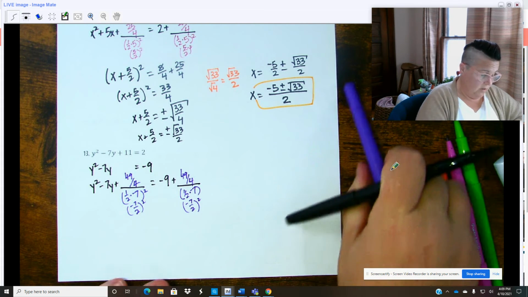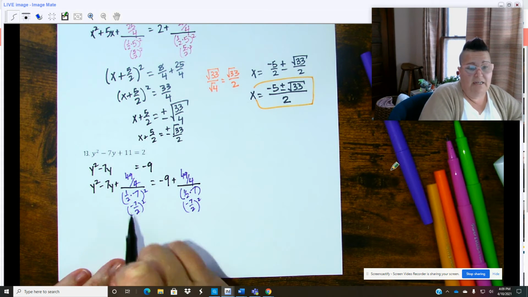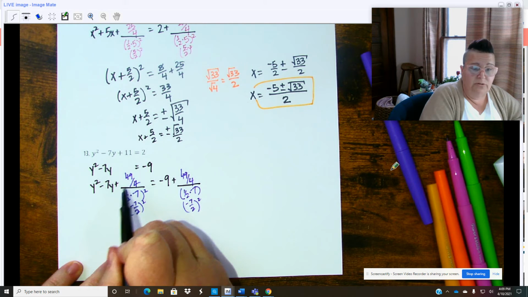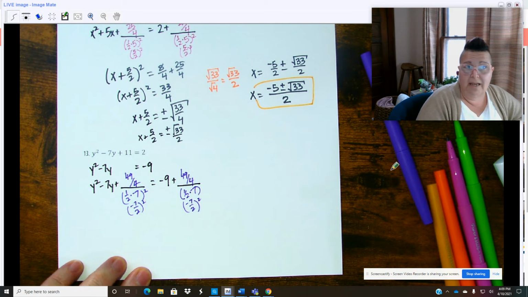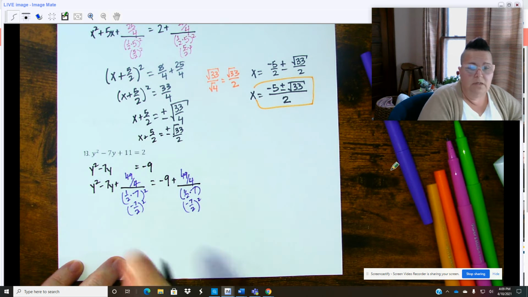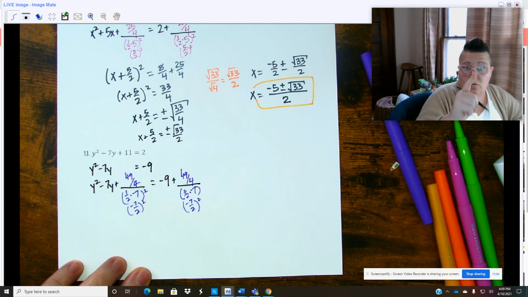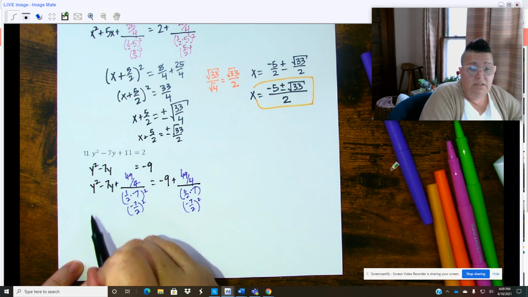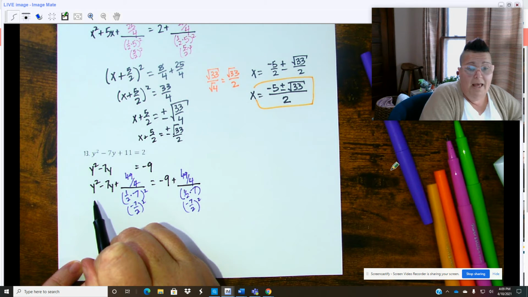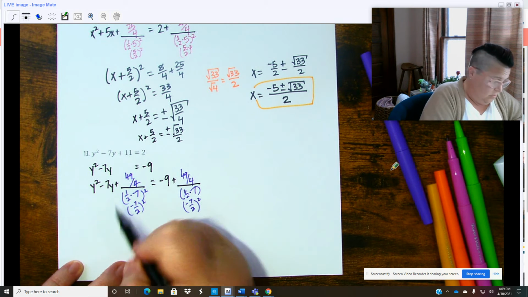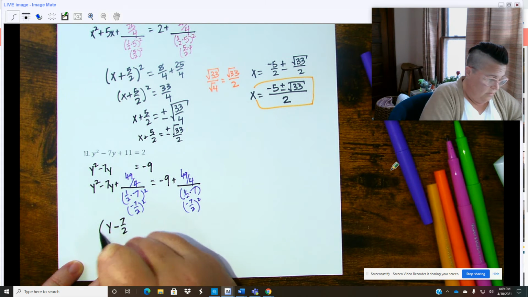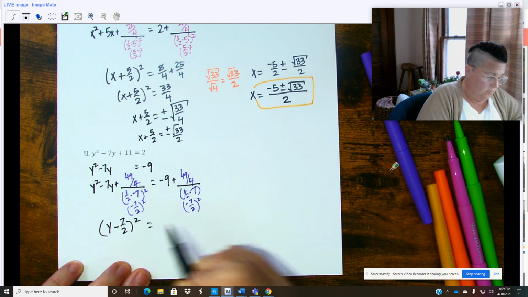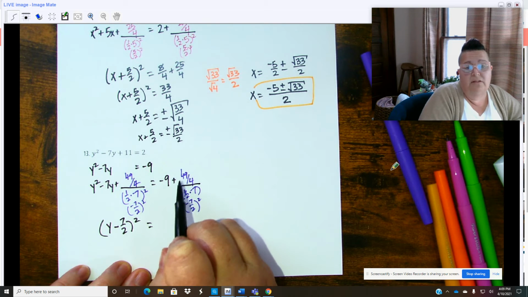So on the left side now, this is a perfect square trinomial. I forced it to be so. I made it so. Captain Picard, make it so. Number 1, you are the number 1. You make it so, number 1. So now we're going to have y minus 7 over 2 squared is equal to negative 9 plus 49 over 4.